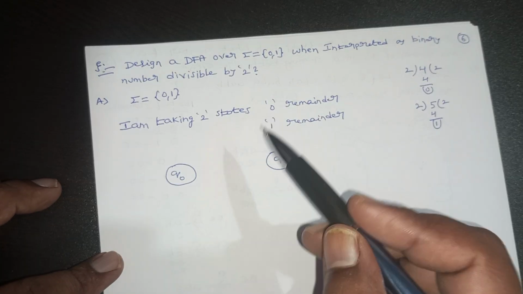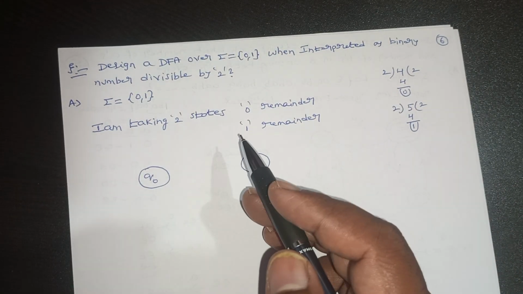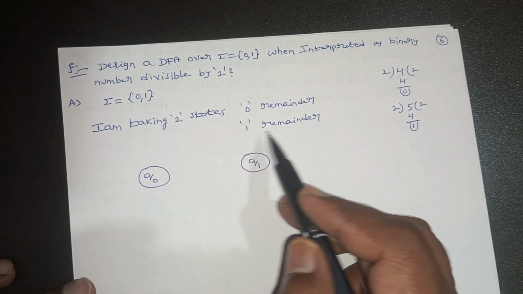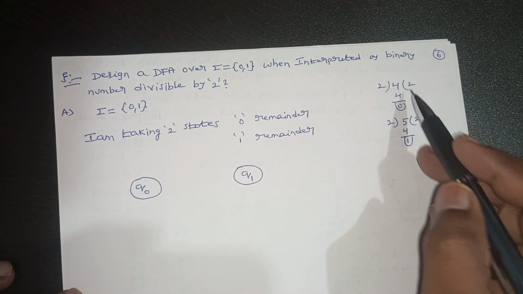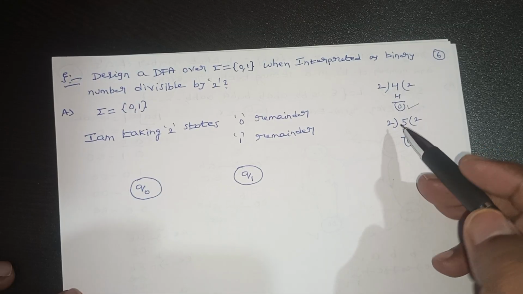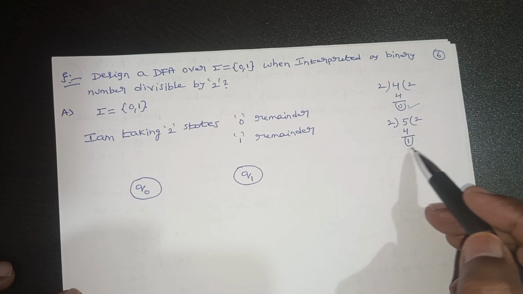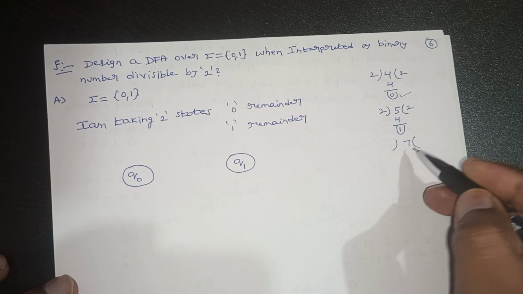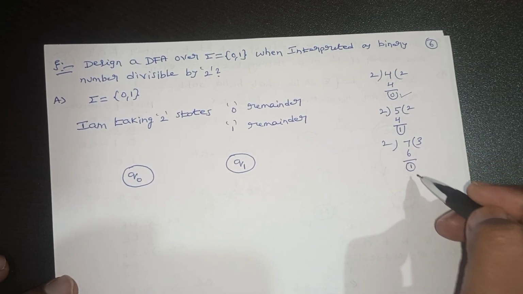Okay, now when you divide any number by 2, I am getting two types of remainders. One is a 0 remainder, second one is a 1 remainder. For example, when you divide 4 by 2, the remainder is 0. When I take 5, 2 into 4, the remainder is 1. You take, for example, 7. What will be the remainder? 2 threes are 6, so 1 is the remainder.